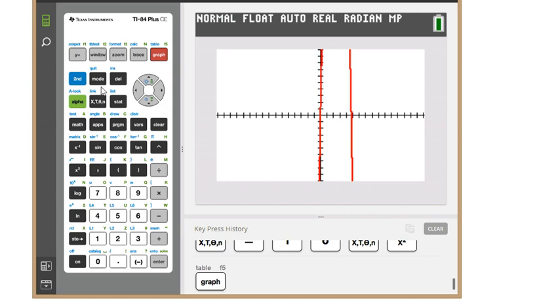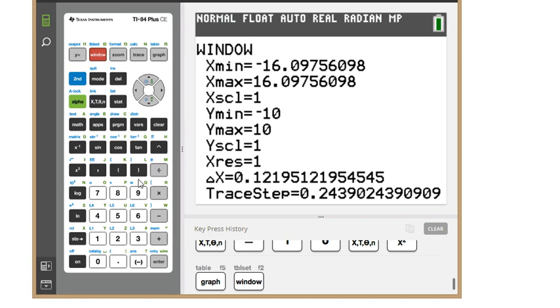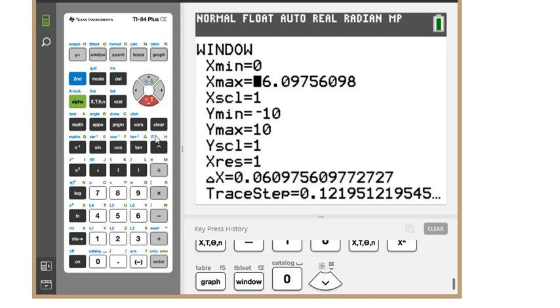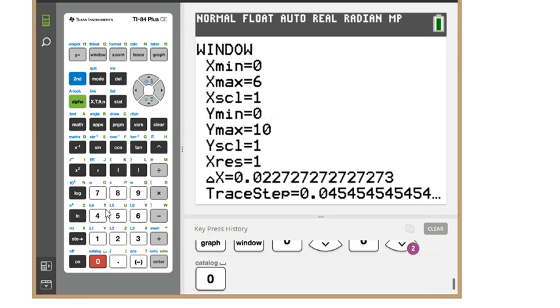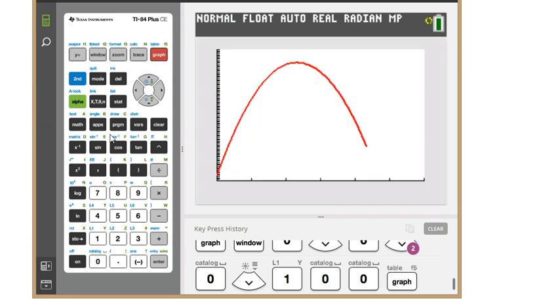I'm going to change the window. X minimum, I'm going to go to 0. X maximum, I'm going to call 6. Y minimum, we can start at 0. And Y maximum, I don't know exactly how high it goes. I'll put 100 feet here. Graph. So we're going to be okay. We can trace to the top.